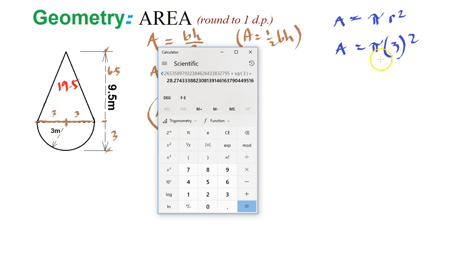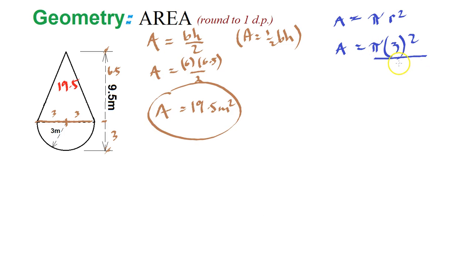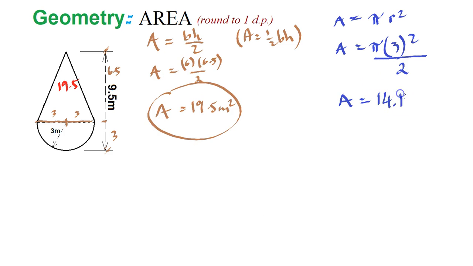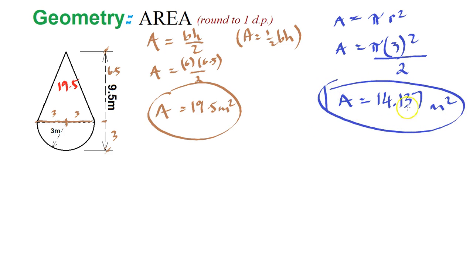But because it's half a circle, we have to actually divide whatever answer that is by 2. So what does that become? Let's divide that answer by 2. That gives us 14.137. So this is going to be the area of the semicircle. Okay, so area equals 14.137. We need to add those two values together, this one and this one.